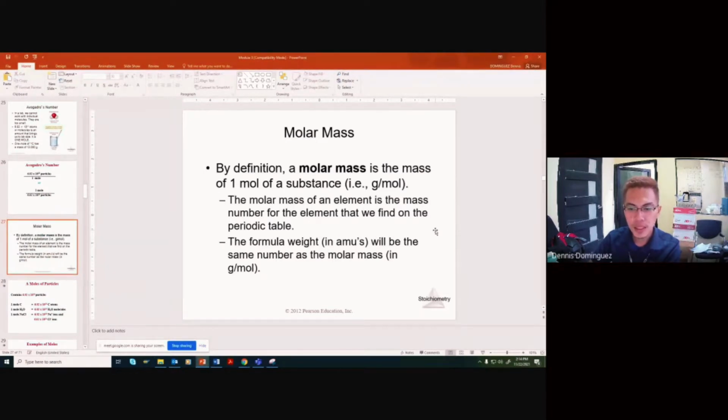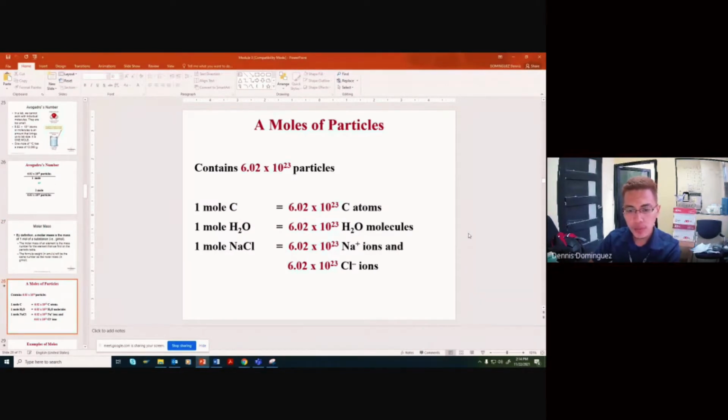So the molar mass of an element is the mass number for the element that we find on the periodic table. The formula weight in amu or atomic mass unit will be the same number as the molar mass. So to avoid confusion, the formula weight is in amu and the molar mass is in grams per mole, which you can find on the periodic table. So 1 mole of carbon contains 6.022 times 10 raised to 23 carbon atoms.